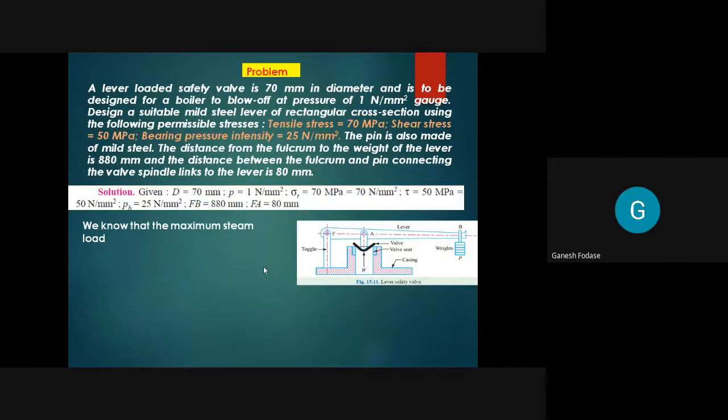Okay. Now what do we need to find out first? You need to find the maximum steam load, W. How can I find W? If I know pressure and diameter, then W equals pi by 4 d square into P. So tell me the answer, please, all of you. First step. So 3.84 into 10 raised to 3. Okay. Done.